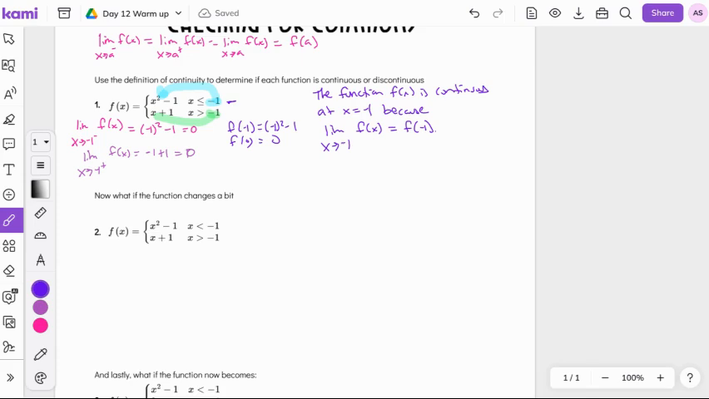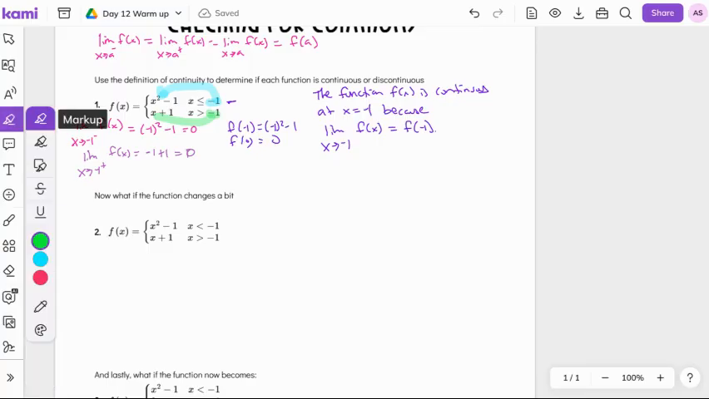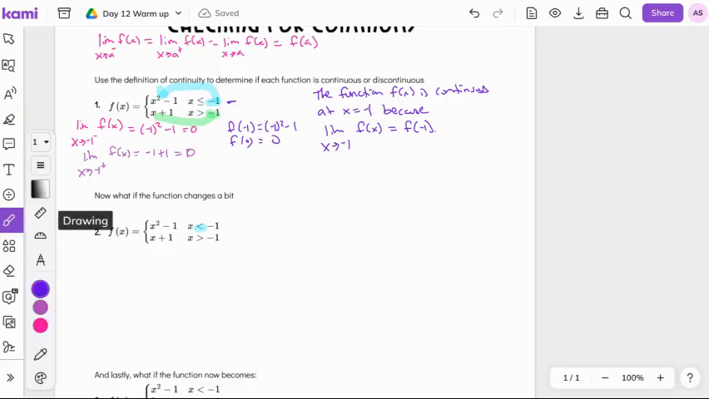So the next thing we're going to look at is, okay, well, what happens if we change and we make one of the inequalities just a less than symbol? Okay? So now we've changed the function a little bit. And now we already know what the left-hand limit and the right-hand limit is because we have not changed the actual values. And so you don't need to do any resubstituting here.